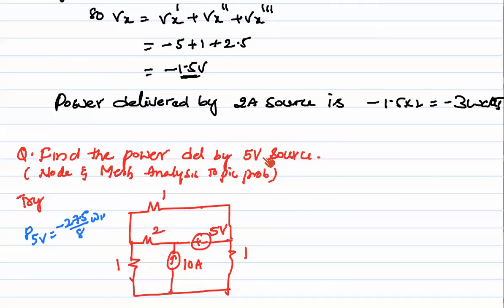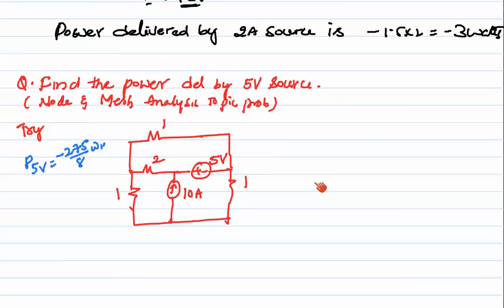This problem we also solved in my last node and mesh analysis session: find the power delivered by the 5 volt source. At that time we got the answer as minus 275 divided by 8 watts. So try this problem, and you will get the same answer. If you have any problem or difficulty, please comment, and we will try to solve your problem.